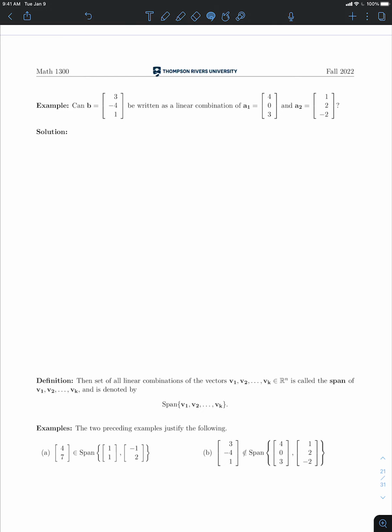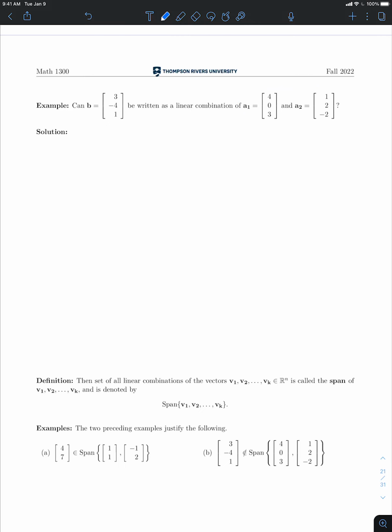All right, so this next example is essentially the same thing, but just with different vectors, same question. So we've got a vector b, it's a three-dimensional vector, and we want to know if it's a linear combination of these two other vectors, a1 and a2, which are both also three-dimensional vectors, okay? So how are we going to do it? We're going to start the same way.